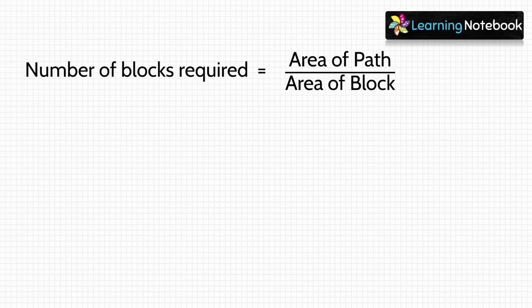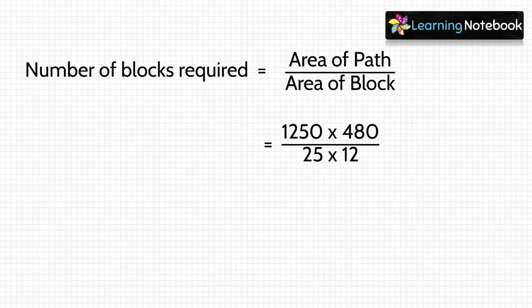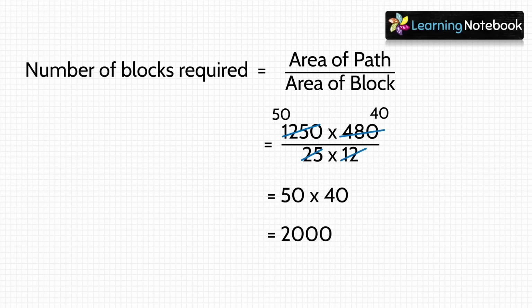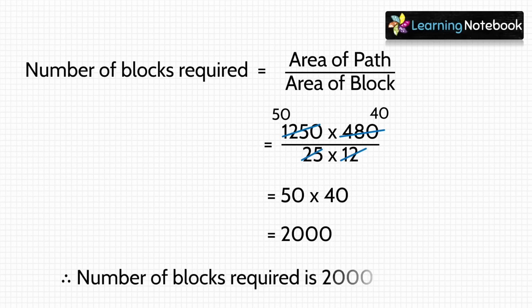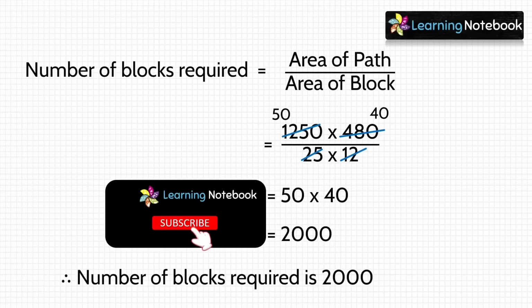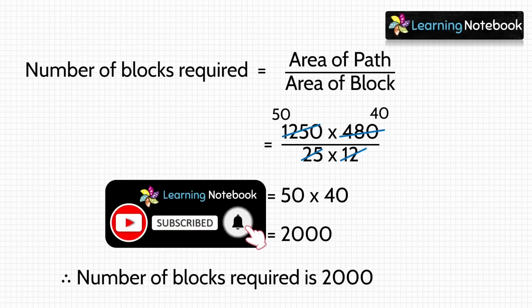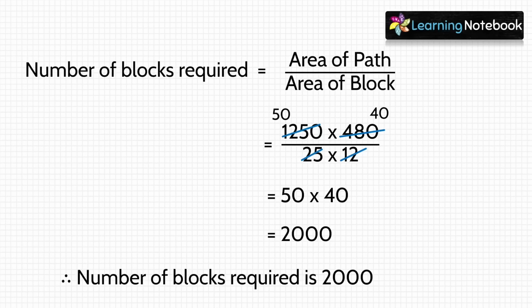Let's put the values here. 1250 multiplied by 480 divided by 25 into 12. Simplify them and we get number of blocks required equals to 2000. Let's write the answer statement. Number of blocks required is 2000. So students, this is how we solve the questions related to area.